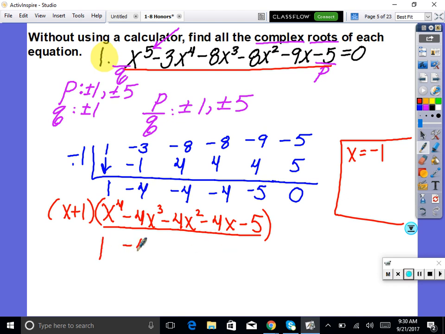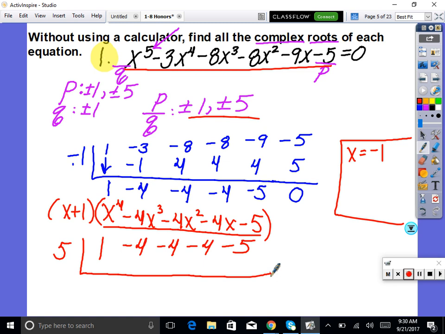So here we go. 1, negative 4, negative 4, negative 4, negative 5. We're not going to do P over Q again. We have our P's over Q's. So let's test out maybe positive 5 with these. Let's see if 5 divides out. Here we go. Drop down 1. Add straight down. 5, add straight down. 5, add straight down. 5, add straight down, and we get 0. So we know 5 is a solution, so I'm going to go over to my bucket of solutions.